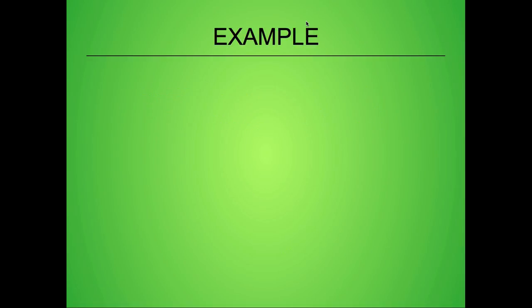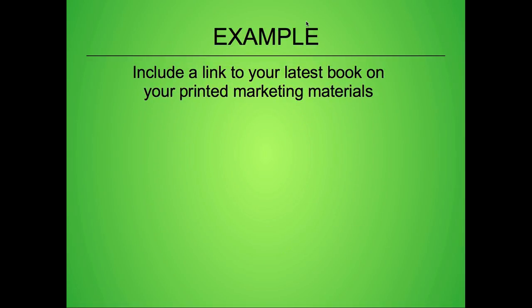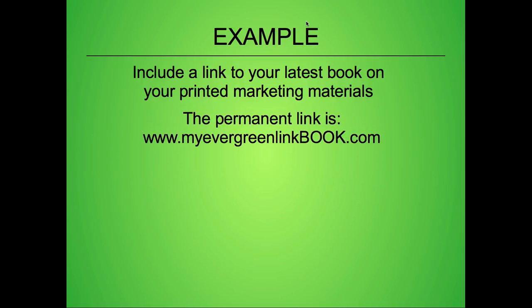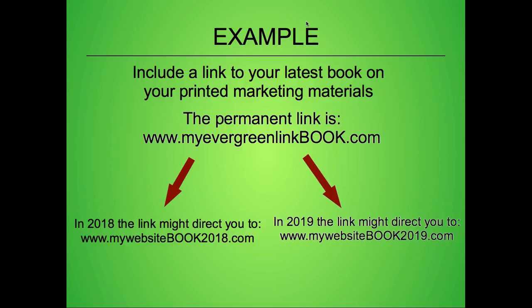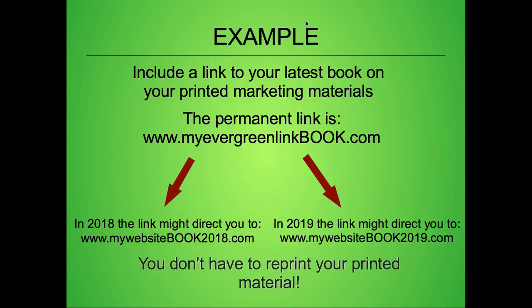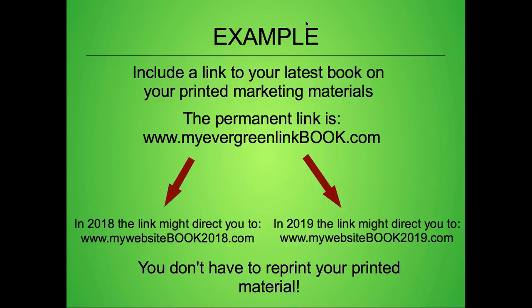For example, you can include a link to your latest book on your printed marketing materials. The permanent link might be www.myevergreenlinkbook.com, and it will point to www.mywebsitebook2018.com for your 2018 release, and then in 2019 it will change and instead point to mywebsitebook2019.com. But because you're using an Evergreen link, you don't have to reprint your printed materials, unless of course you run out.